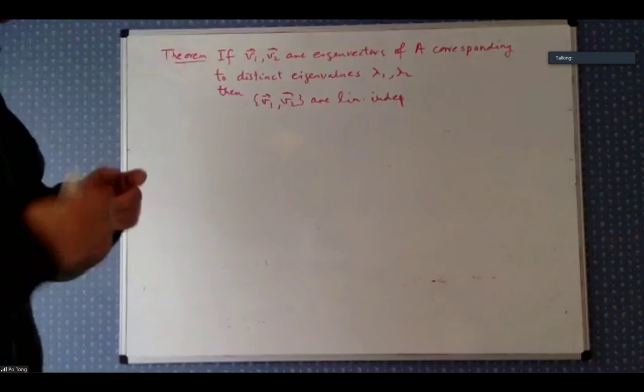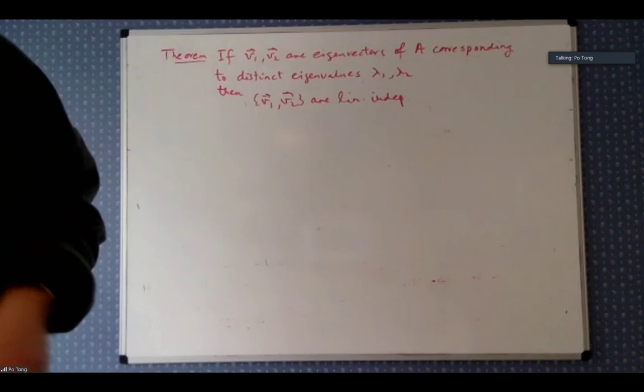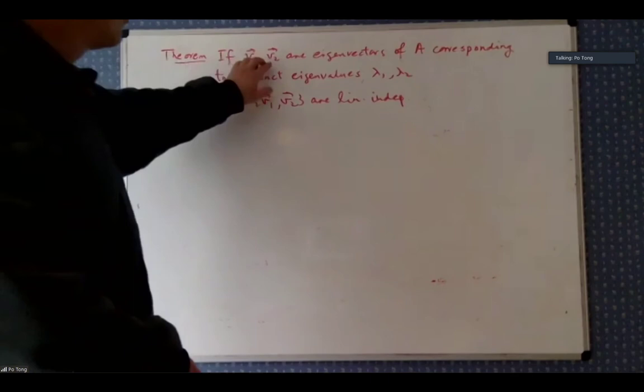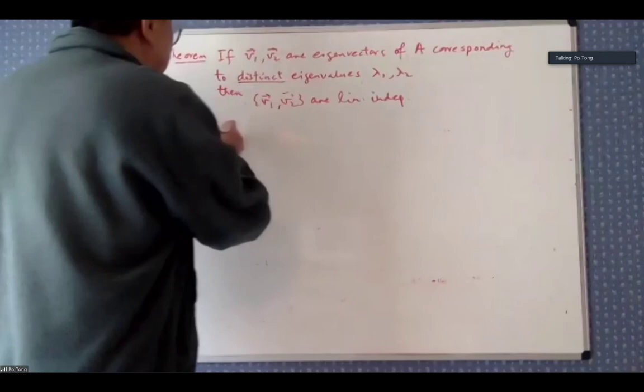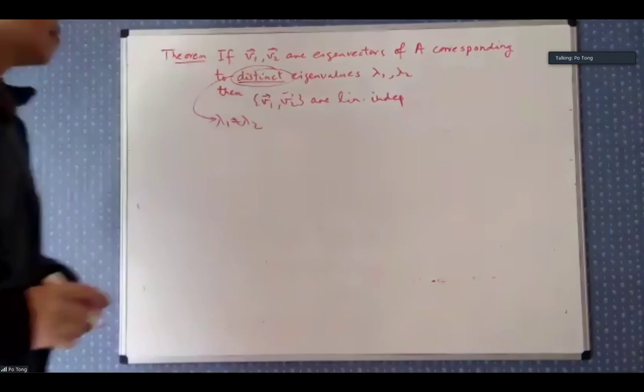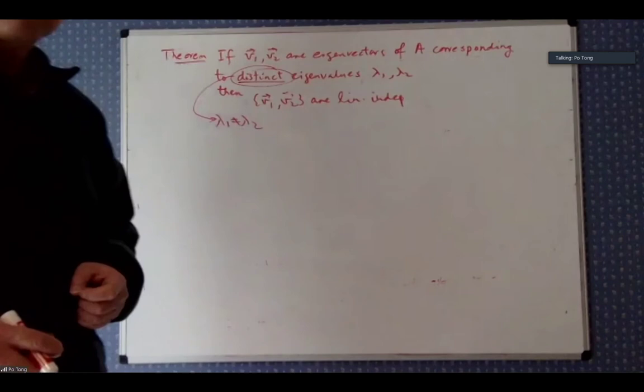Okay, let me see whether you understand what this is saying. It's saying that if you have two eigenvectors corresponding to different eigenvalues, so this lambda 1 and lambda 2 are not the same, that means it's distinct. Distinct means lambda 1 is not equal to lambda 2. That's what distinct means. Okay? Then these two vectors cannot be scale multiples of each other. They are linearly independent.